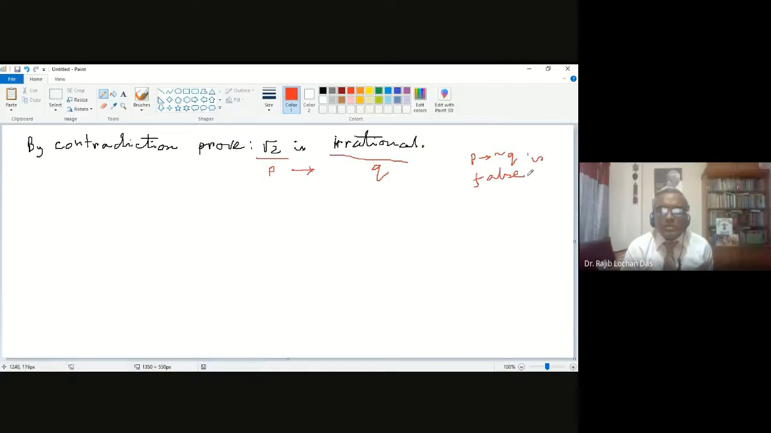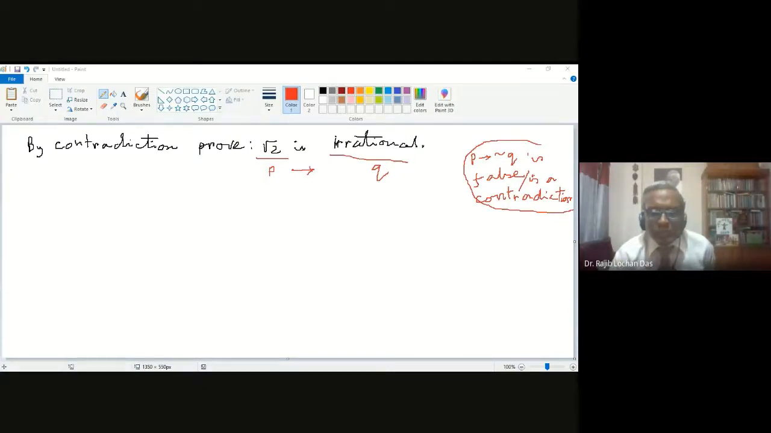False means in this case we actually show that this is a contradiction. Contradiction means we are thinking of something but we are getting something else. We started with something but finally we are coming to something different. So that means there is a contradiction.